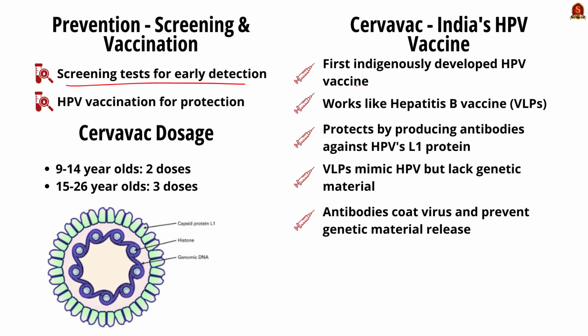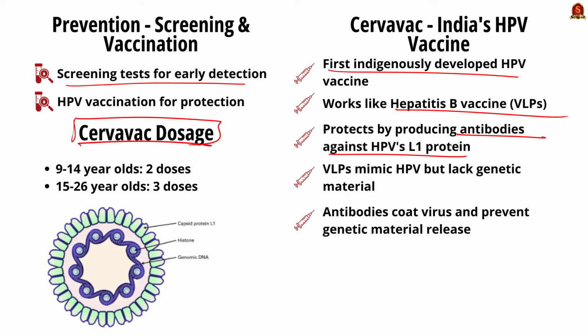Servavac is India's first indigenously developed HPV vaccine. The vaccine is based on VLP, that is virus-like particles, similar to the hepatitis B vaccination, and it gives protection by producing antibodies against the HPV virus L1 protein. See, these VLP have the same outer L1 protein coat as HPV, but they do not contain any genetic material. The vaccine uses these VLP as an antigen to induce a strong protective immune response.